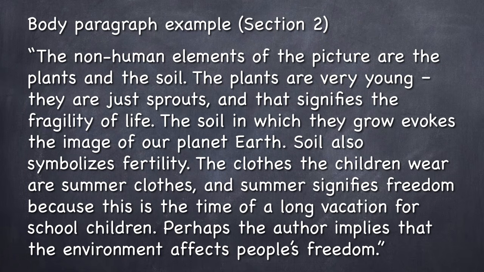And let's do an example of a body paragraph. And let's take one from section 2 where we're talking about the non-human elements. The non-human elements of the picture are the plants and the soil. The plants are very young, they're just sprouts, and that signifies the fragility of life. The soil in which they grow evokes the image of our planet Earth. Soil also symbolizes fertility. The clothes the children wear are summer clothes, and summer signifies freedom because this is the time of a long vacation for school children. Perhaps the author implies that the environment affects people's freedom.